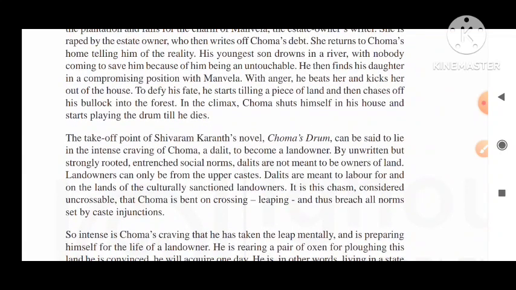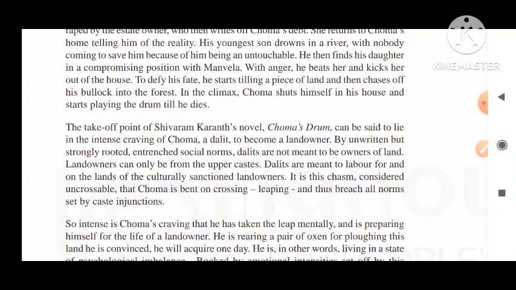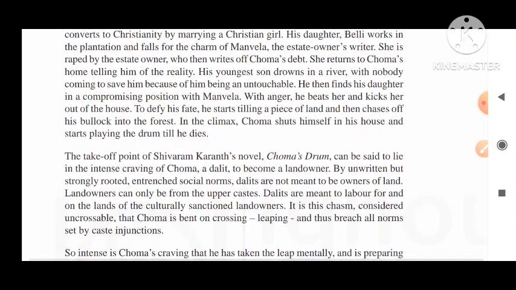He then finds his daughter in a compromising position with Manvela. With anger, he beats her and kicks her out of the house.